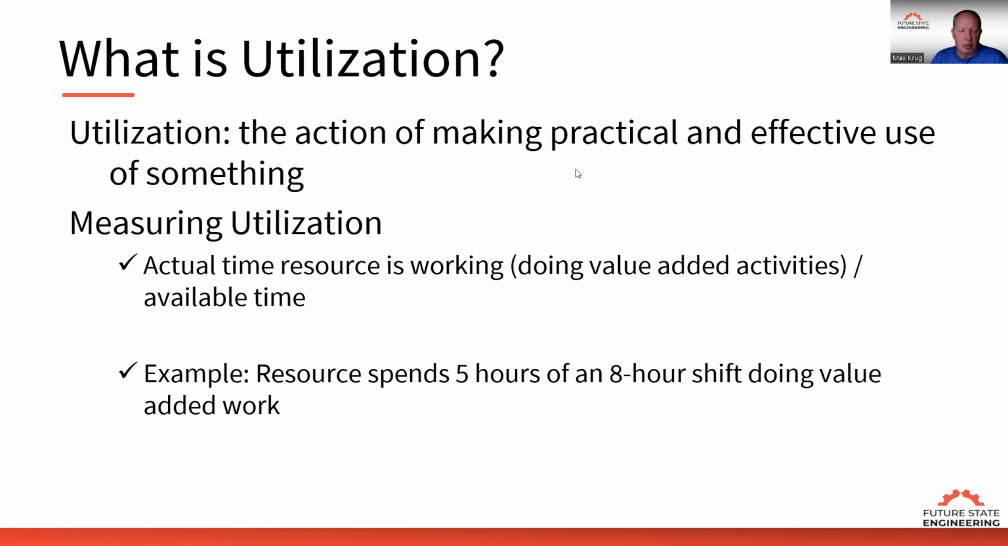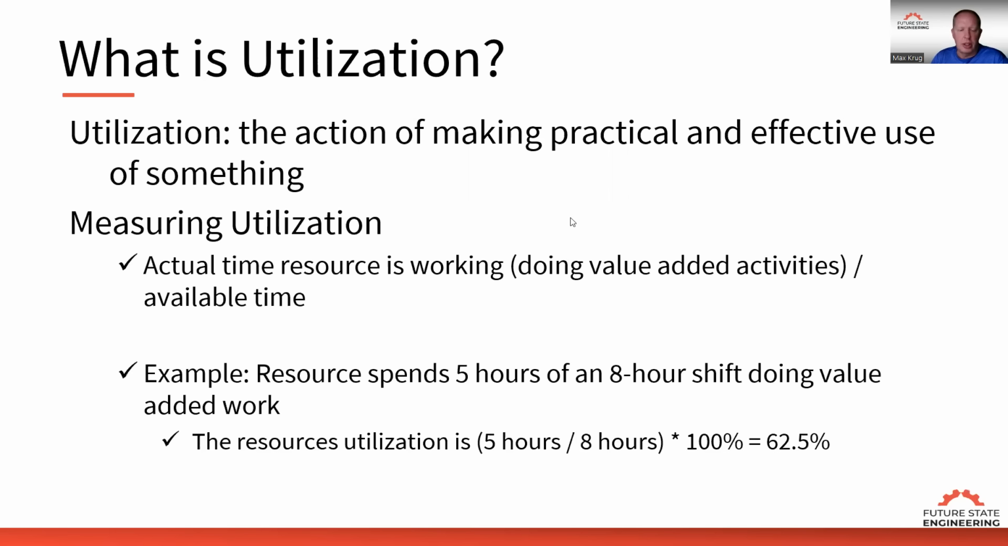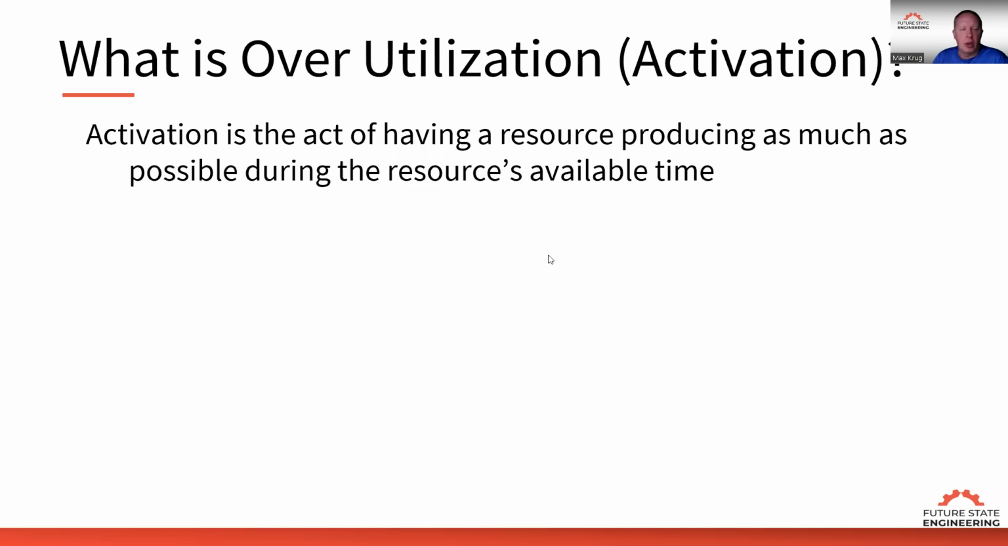So let's give an example. A resource spends 5 hours of an 8-hour shift doing value-added work. So what's the utilization? The utilization is 5 divided by 8 times 100%, or 62.5%. Now, if we look at overutilization or activation, that's the act of having a resource produce as much as possible during the resource's available time. So it's turning on that resource and just saying, keep busy, keep busy, keep busy, work all the time during your available time.